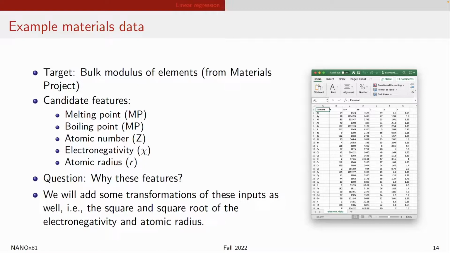We also add some transformation of these inputs. I'm going to take the square of these numbers and also take the square root of these numbers to generate a longer list of feature vectors, okay?